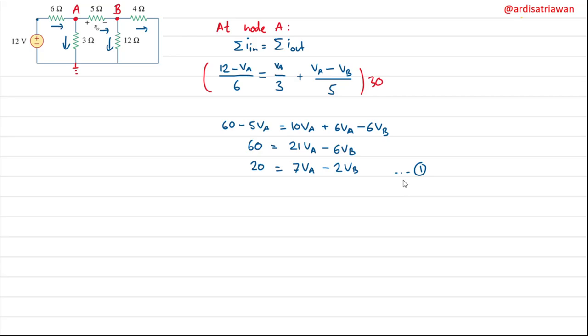Okay. Now let's move on to node B, because we cannot do this at node B yet. Okay, what can we do here? Again, using KCL, the current that goes in equals the current that goes out. The only current that goes in is this current here, so I will have VA minus VB divided by 5, and then all the other currents go out, so equal to VB divided by 12, plus VB divided by this one in B.